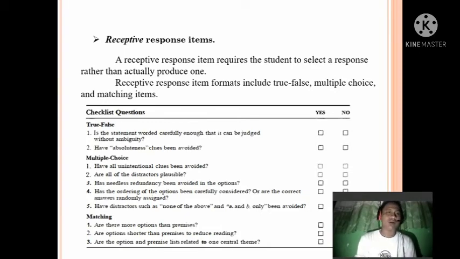Receptive response. We must know about the response of the student. A receptive response item requires the student to select a response rather than actually produce one. So there are many choices, not one, but it can be two, three or four. Okay, like this one, two or four. There are two choices like this as a symbol.